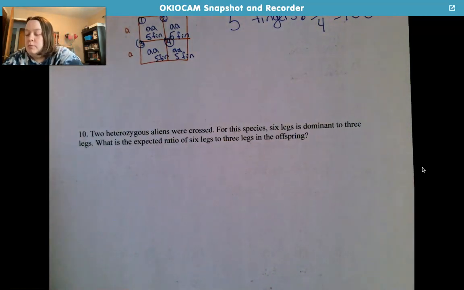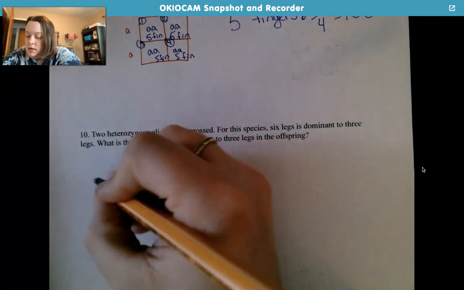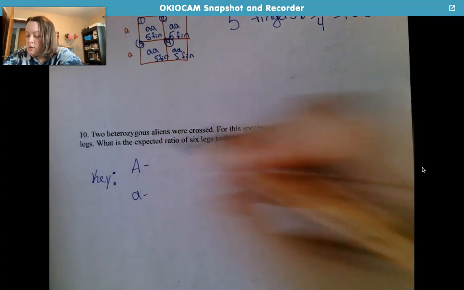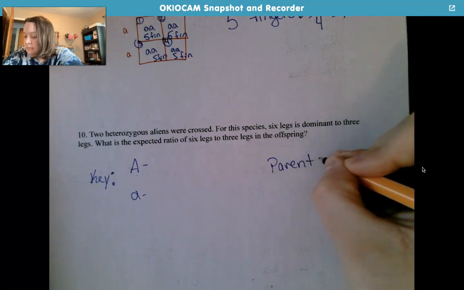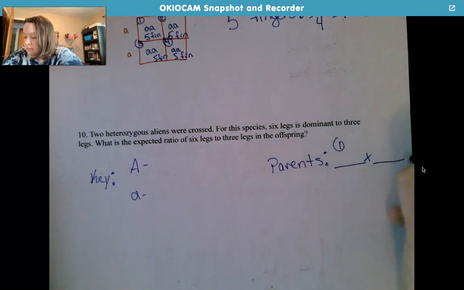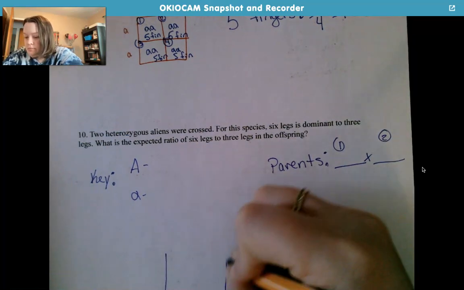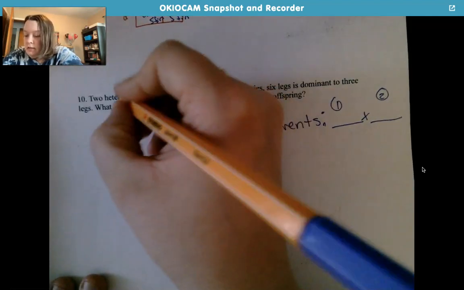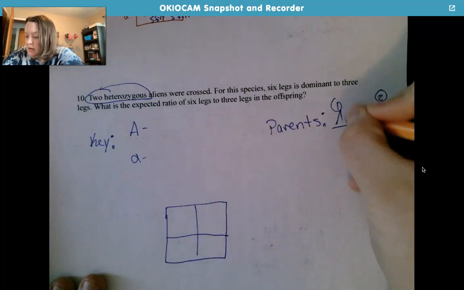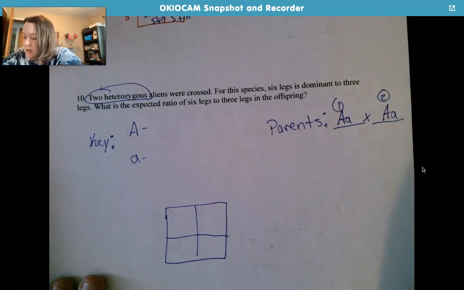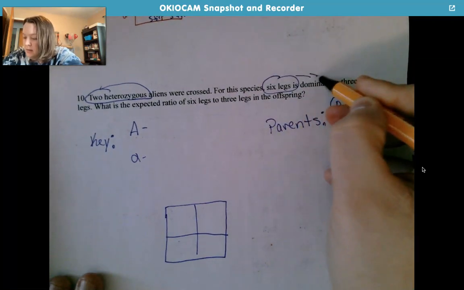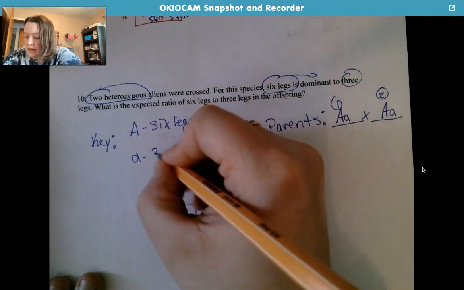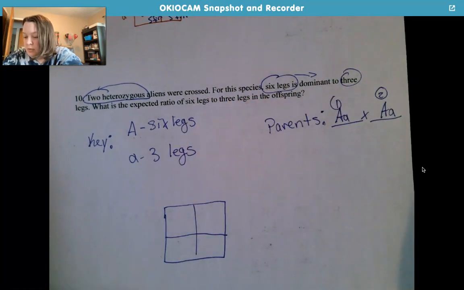Okay, so in this problem, we're setting up our key. We'll need our parents. We'll need our square. Alright, so it says 2 heterozygous aliens are crossed. Both parents are heterozygous, meaning both parents have big A, small a. For this species, 6 legs is dominant, meaning big A is 6 legs. 6 legs is dominant to 3 legs, meaning 3 legs is recessive, which is my small a.